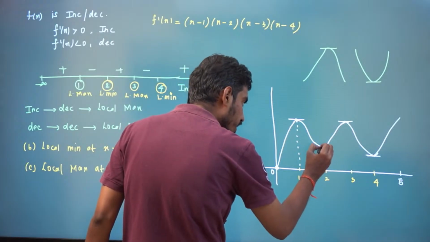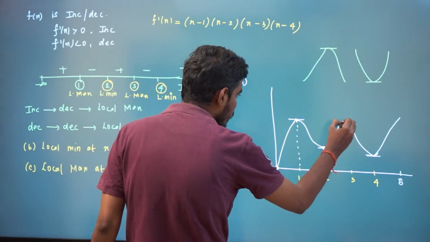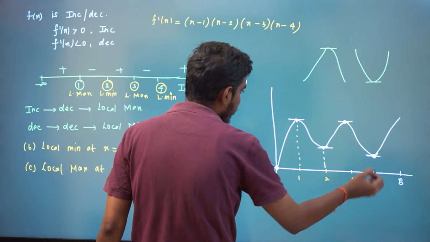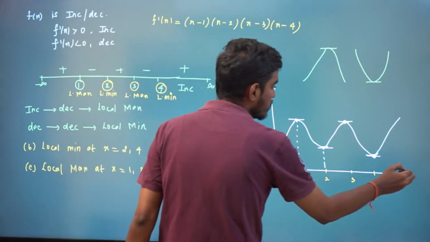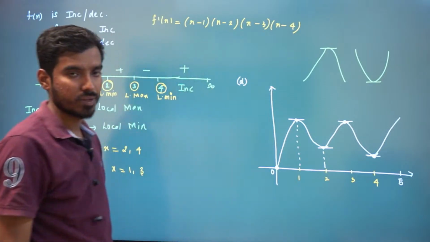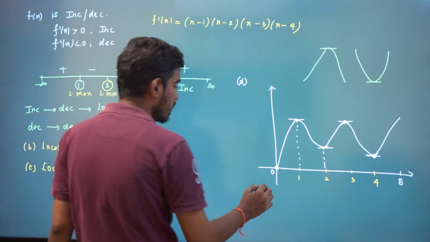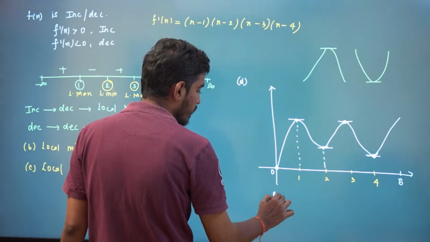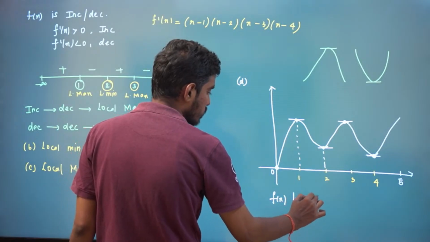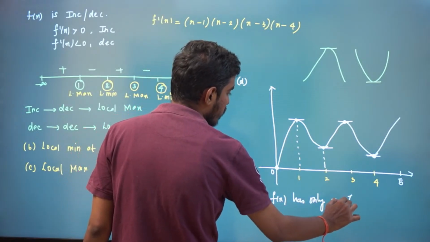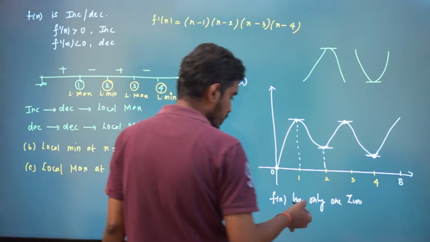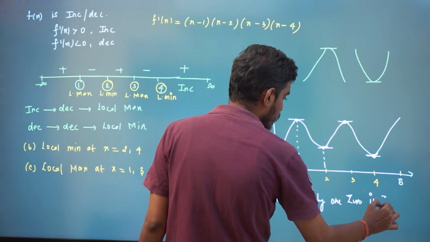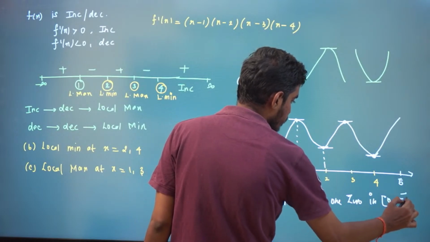How do I know these points? You don't need the exact value, you just see whether it is positive or negative, right? Okay, now you can see f of x has only one zero, at 0. So one zero in the interval 0 to 5.